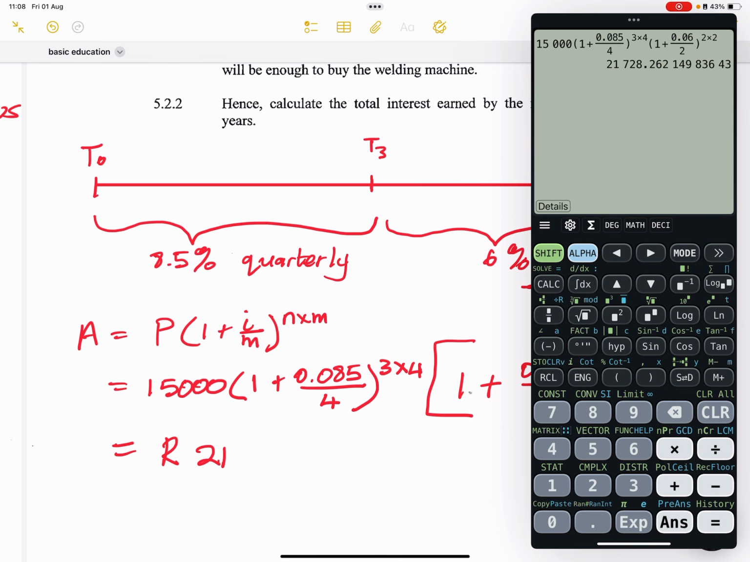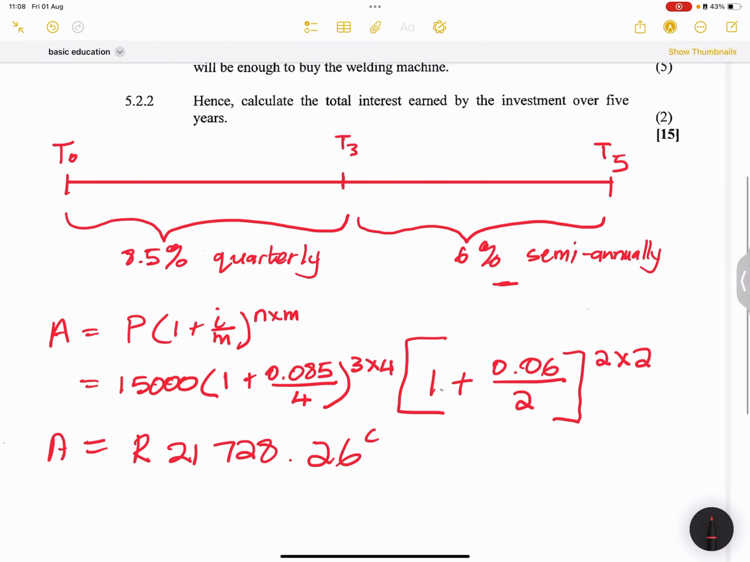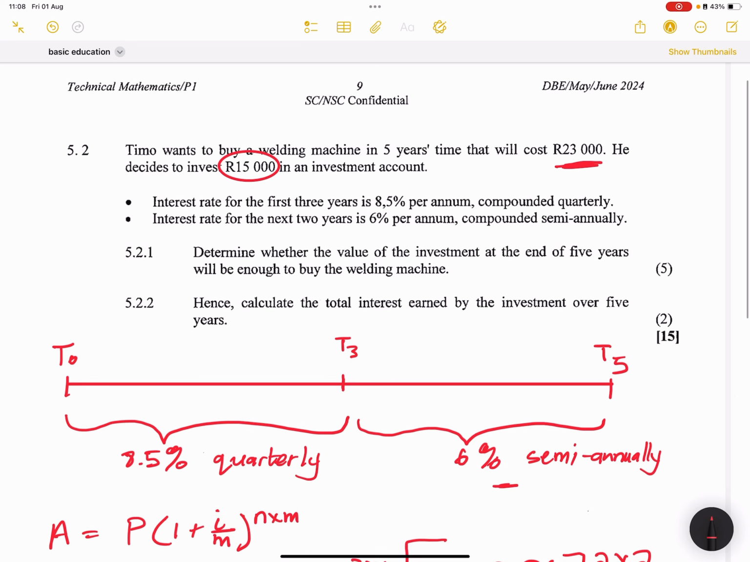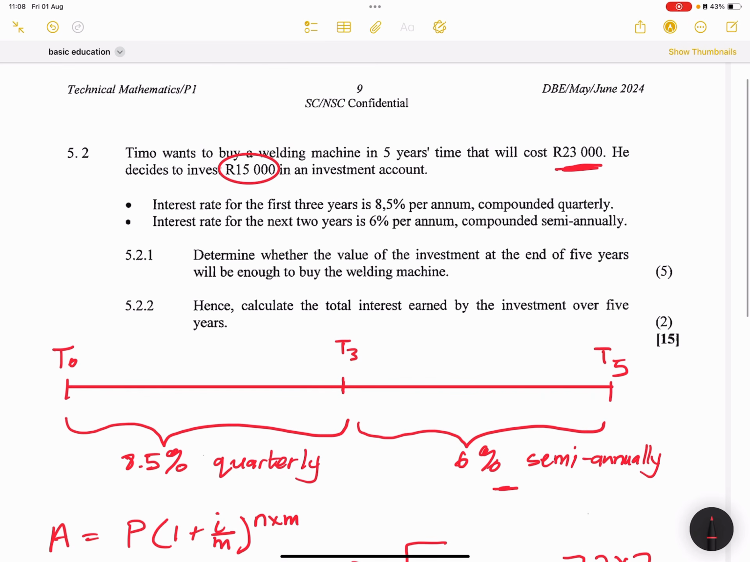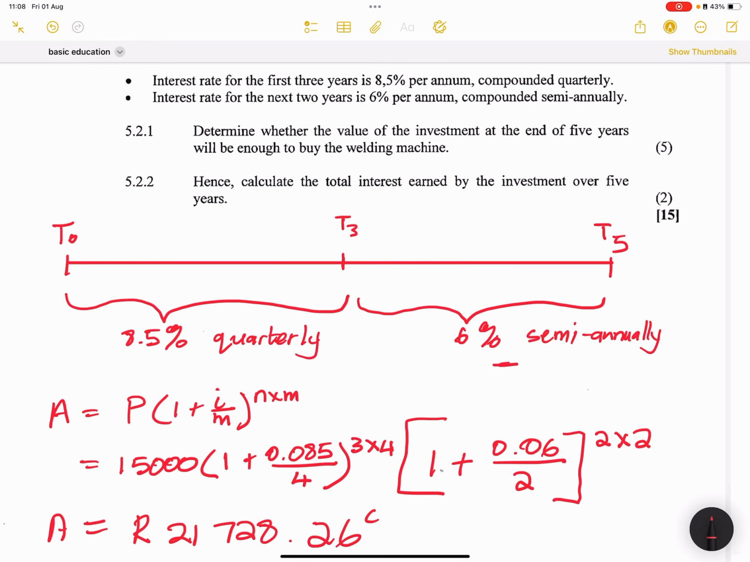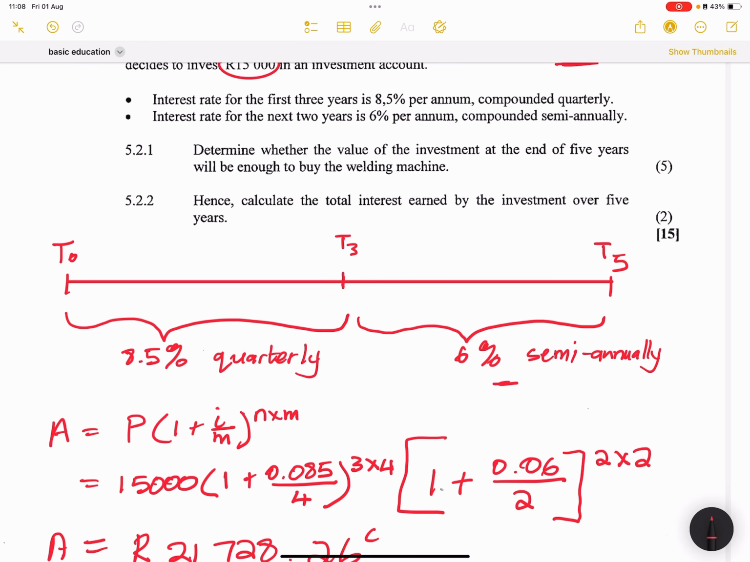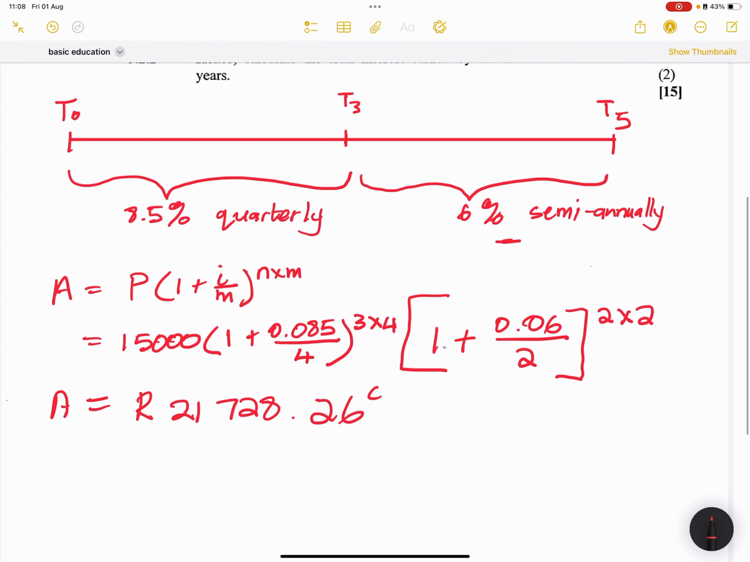21,728 rands and 26 cents. So that's how much money Timo will have at the end of 5 years. We are mindful that Timo wanted 23,000 rands, so that means Timo will not be able to reach the target. So we can answer that. They said determine whether the value of the investment at the end will be enough. So the answer is it will not be enough.